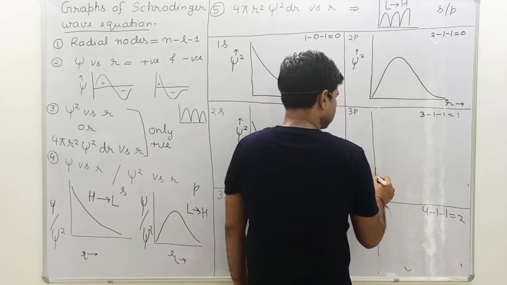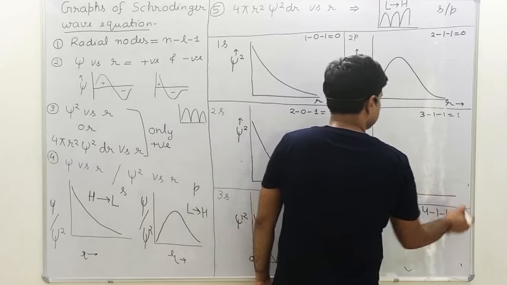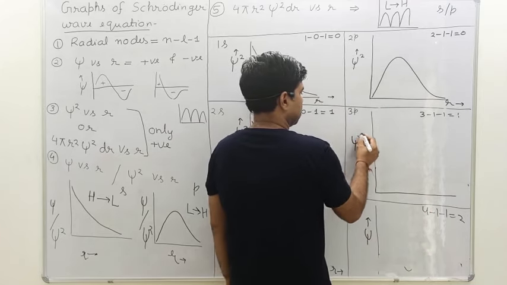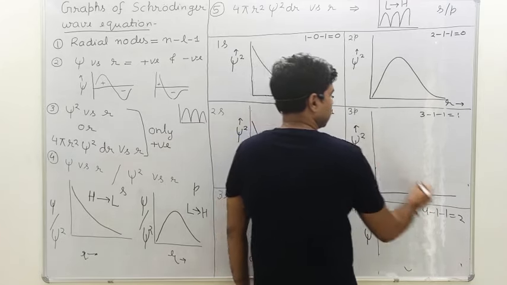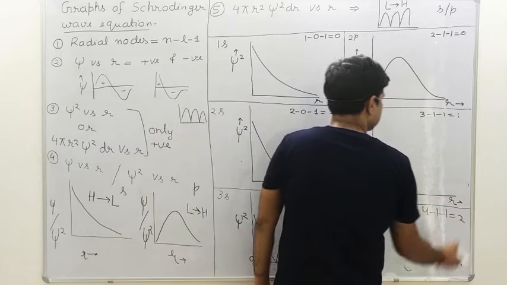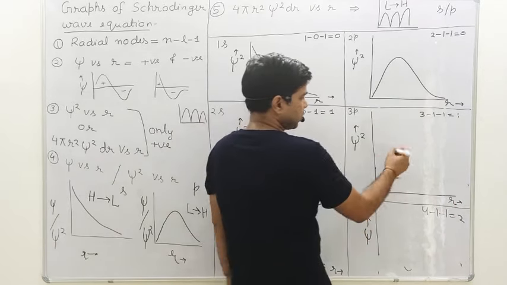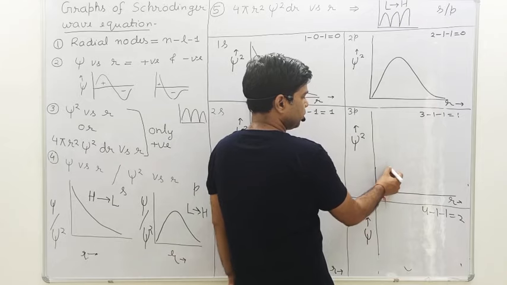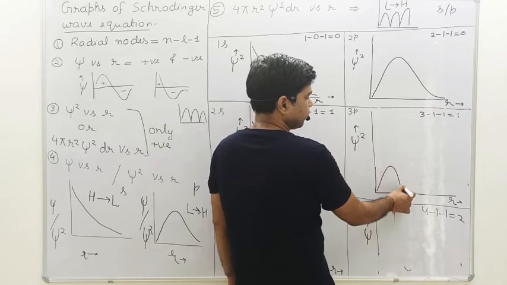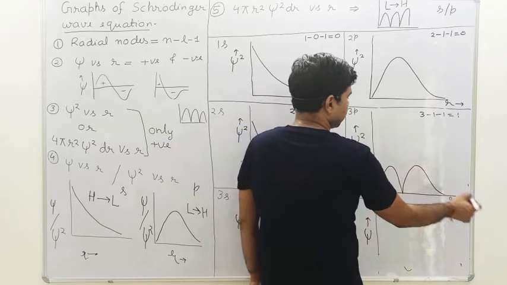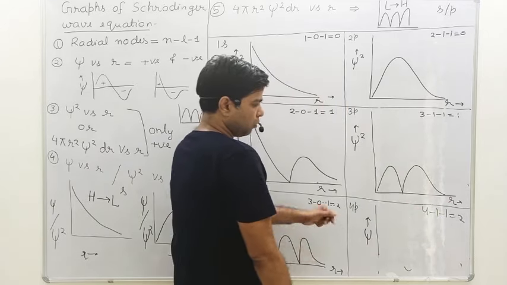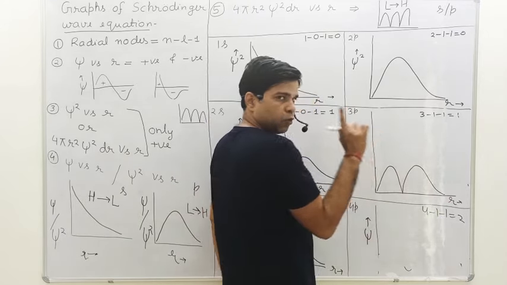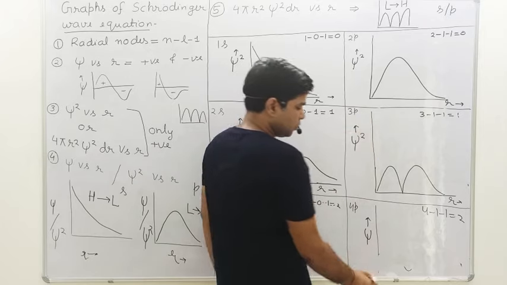Now graph of 3p, psi square versus r. Now these graphs should be started from the lower to higher. You have to make it 0 one time, then you cannot make it 0 again. Now because we have only one radial node, one time we have to touch the psi is equal to 0.